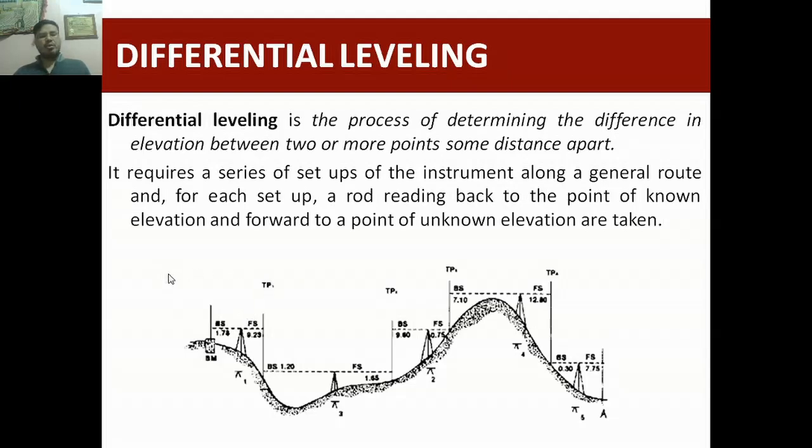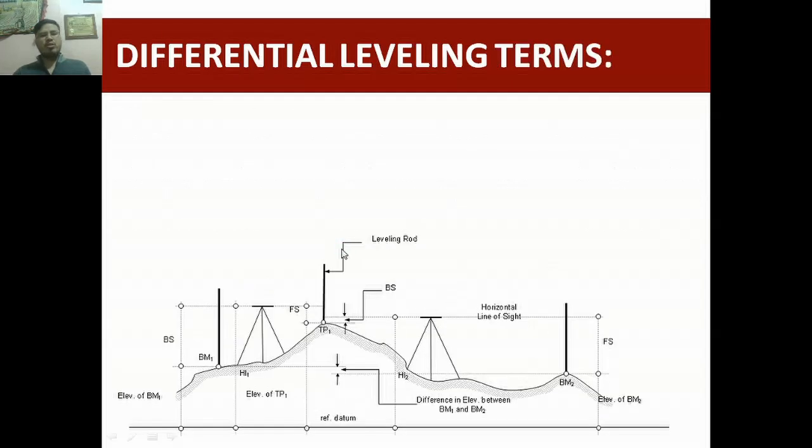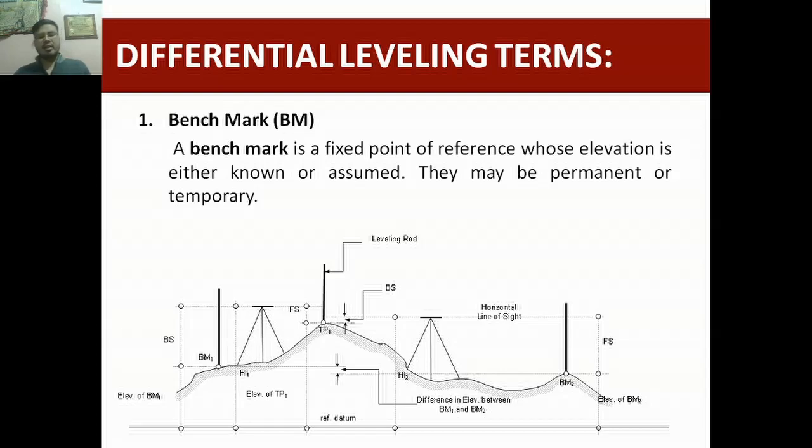Now before we can proceed with sample problems with differential leveling, first we are going to acquaint ourselves with the different leveling terms. The first one is benchmark, or BM. A benchmark, like this one that you can see in this illustration, was designated as BM1. It is a fixed point of reference whose elevation is either known or assumed. They may be permanent or temporary.